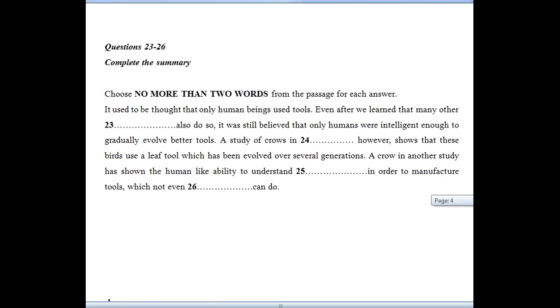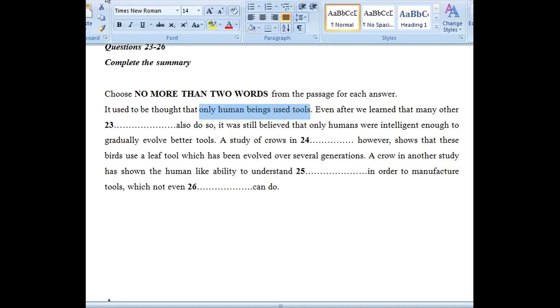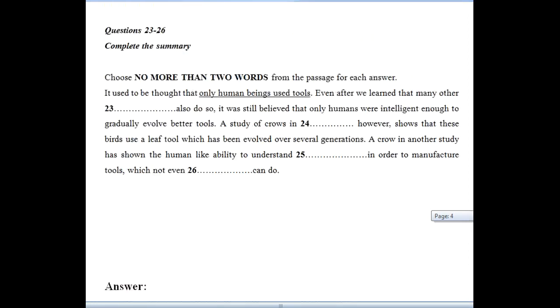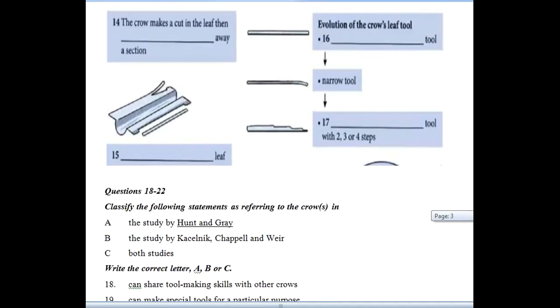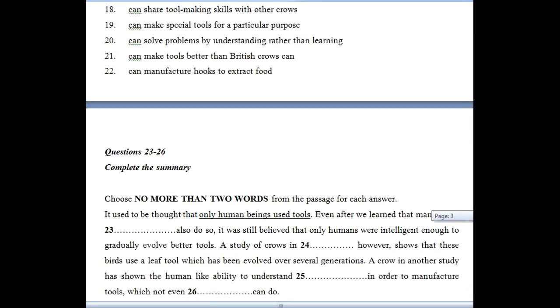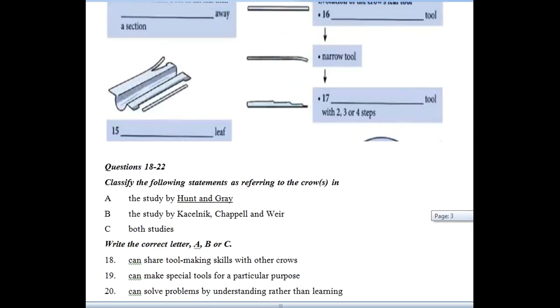Then we have the complete the summary questions, so you can take one keyword from here also: it used to be thought that only human beings use tools. Wherever you come across only human beings use tools, it's a difficult one, but there you need to underline. And in the end the answer is given. So let's go back. Now we have got two keywords, Hunt and Gray, and only human beings used tools, right?